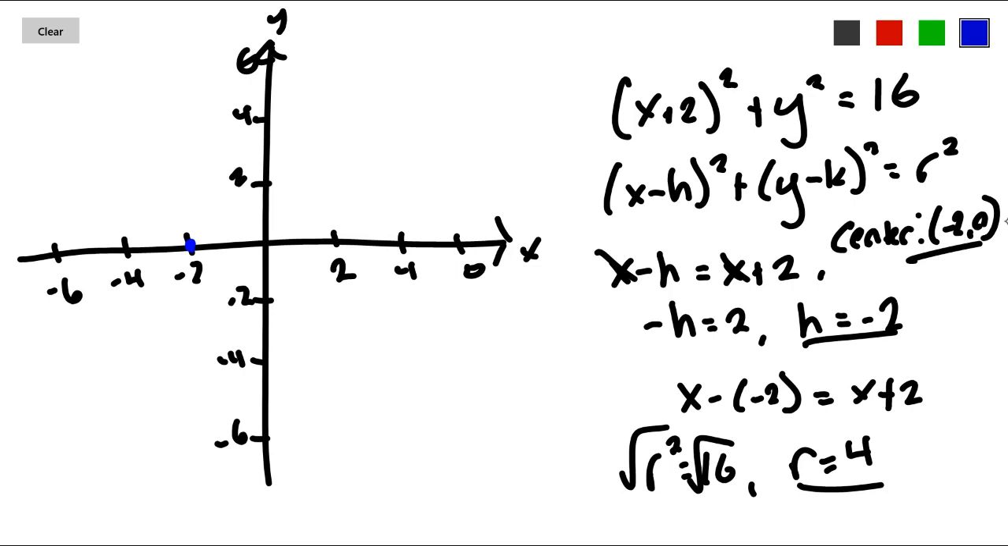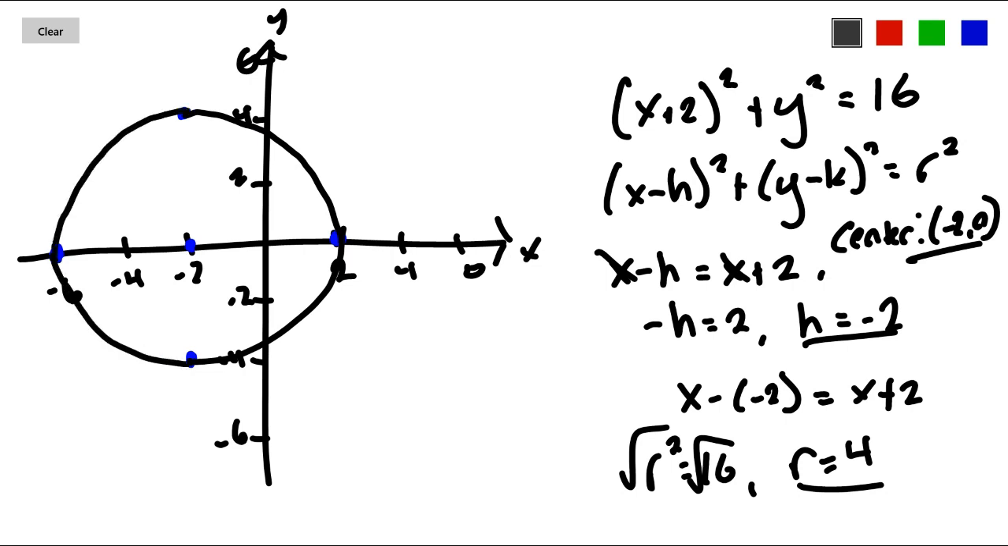So it's going to give me a point at 2, 0, a point at -2, 4, a point at -2, -4, and a point at -6, 0. And then I sketch my circle around these points. There you go. So this is a circle with radius 4 at the center point designated by this equation. This is the circle that is represented by our original equation here.